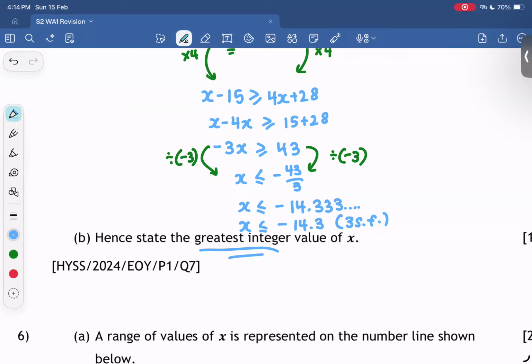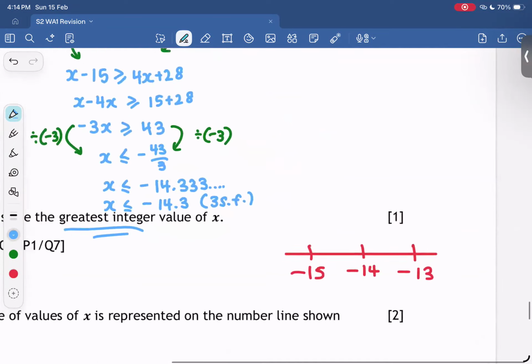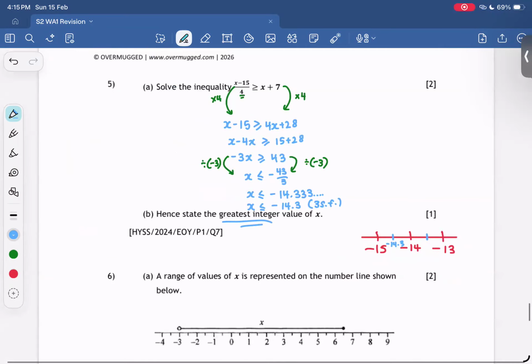So since x must be lesser than or equals to negative 14.3, let's draw our number line. Let's draw the numbers around negative 14. So I've got negative 13, negative 14, negative 15. Let's see, where will our negative 14.3 be? Negative 13.3 will be somewhere here, then negative 14.3 will be over here. Let me write it at the bottom, negative 14.3. Since we want it to be lesser than all of this, I'll just draw my arrow like that.